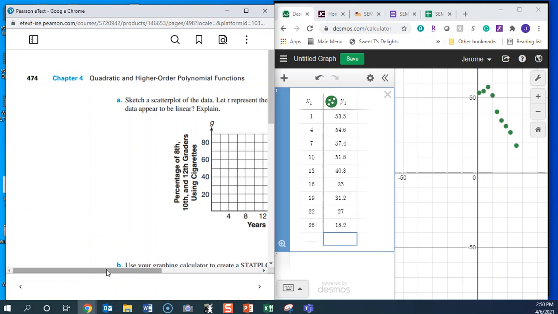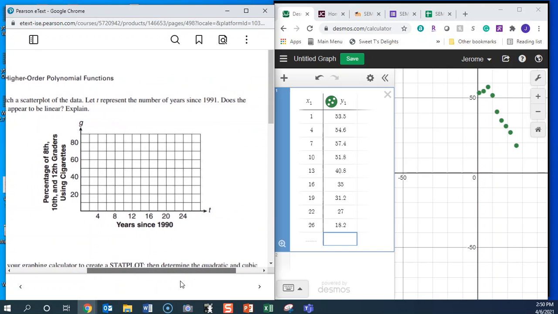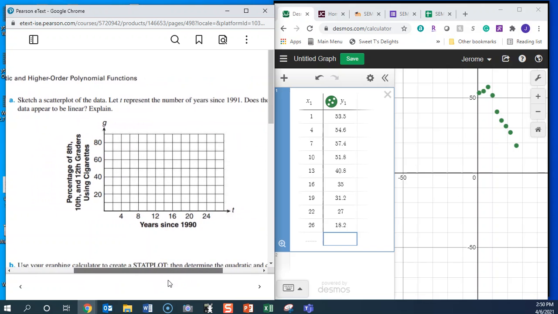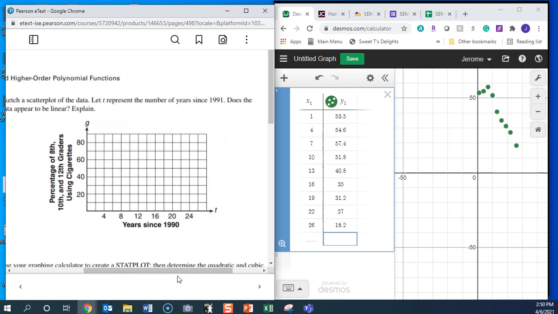It says, sketch the scatter plot of the data, where T represents the number of years since 1991. It should be since 1990. Does the data appear to be linear? And explain. Okay, now we can look here. It does not appear to be linear because this doesn't even look close to being a straight line. So we can say this in a formalized mathematics way. We could say the data does not appear to be linear.